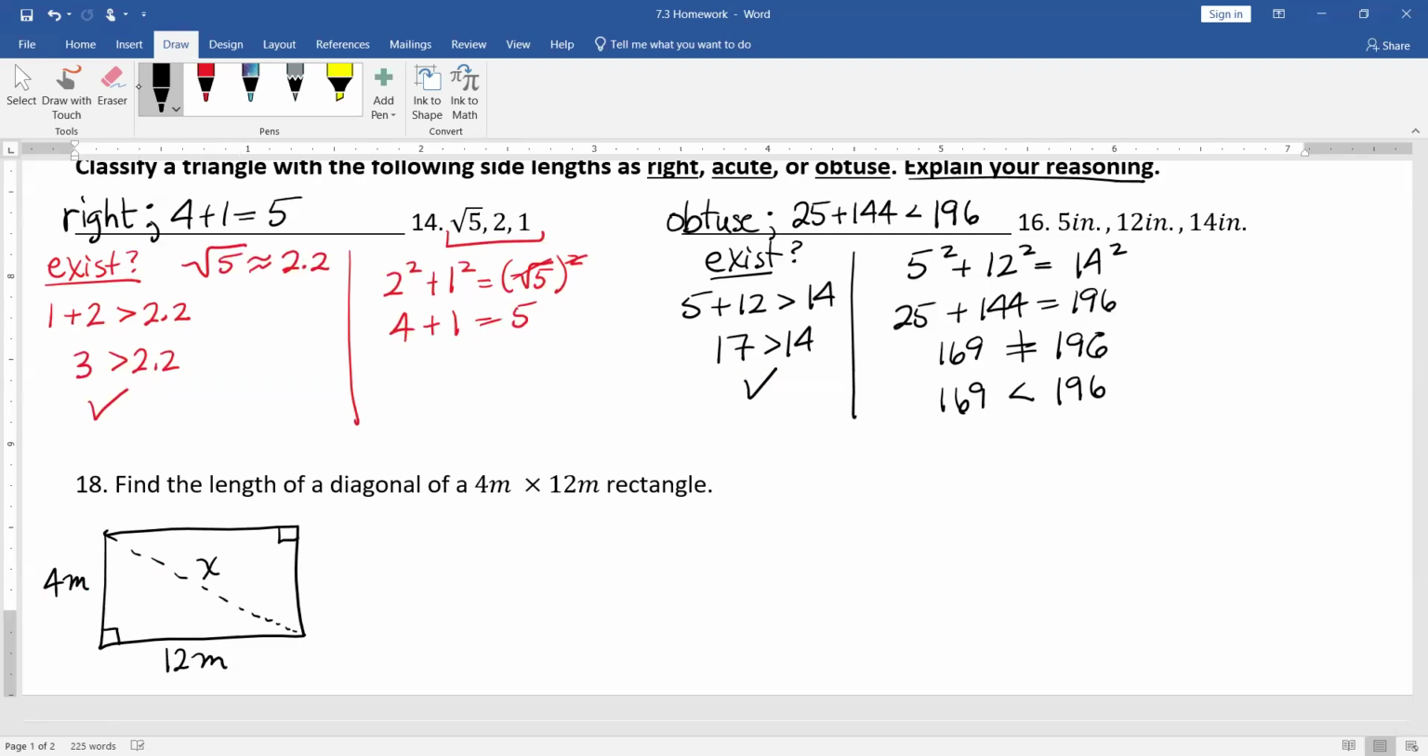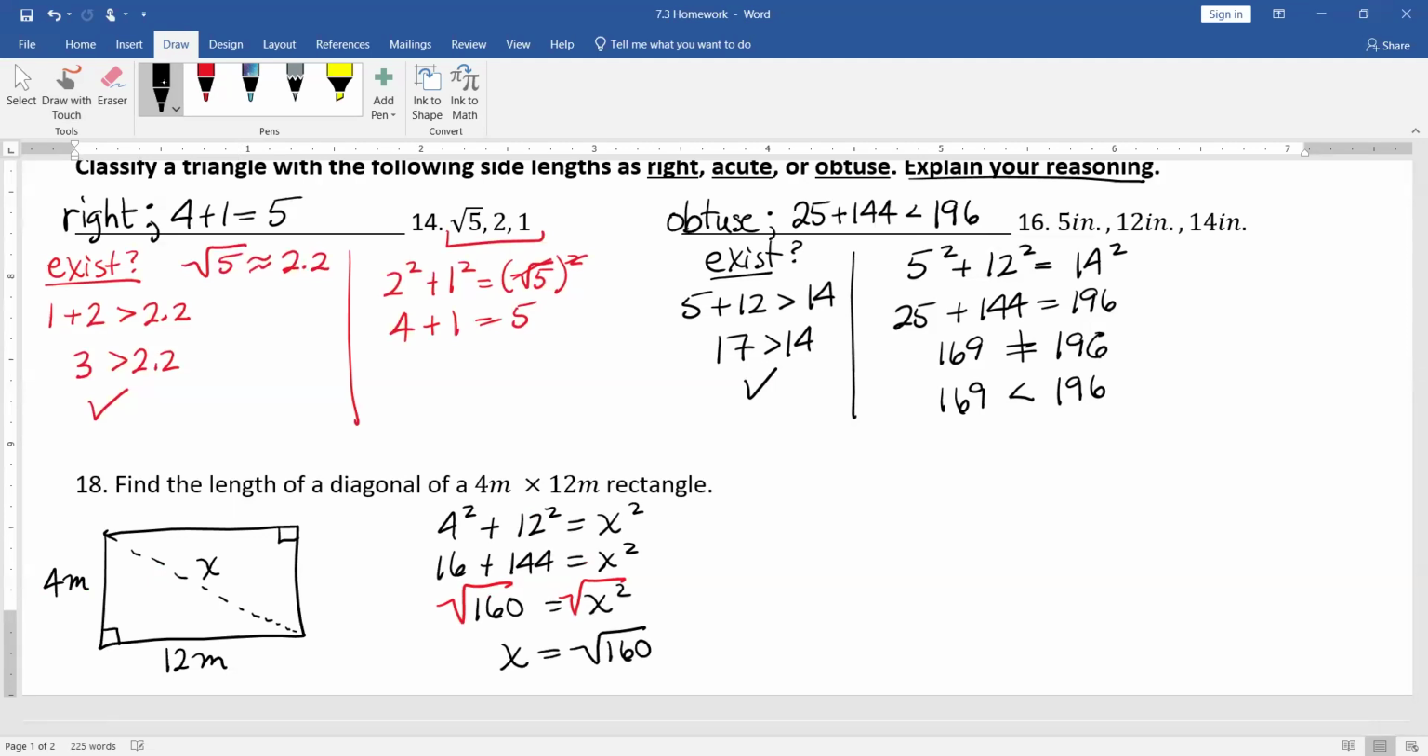So the 4 meters and the 12 meters are my legs. So 4 squared plus 12 squared equals x squared. So 16 plus 144 is x squared. Go ahead and continue to simplify. 160 equals x squared. So now we have to find the square root of both of these. And we end up with x equals the square root of 160.